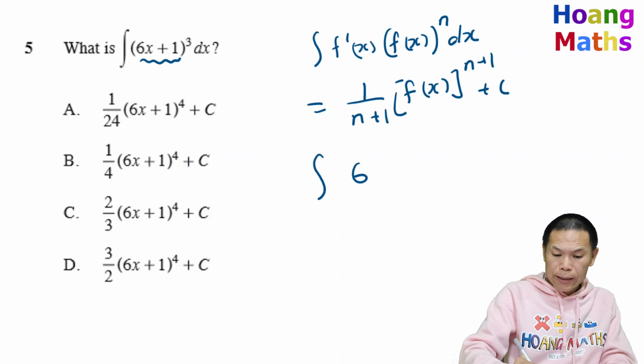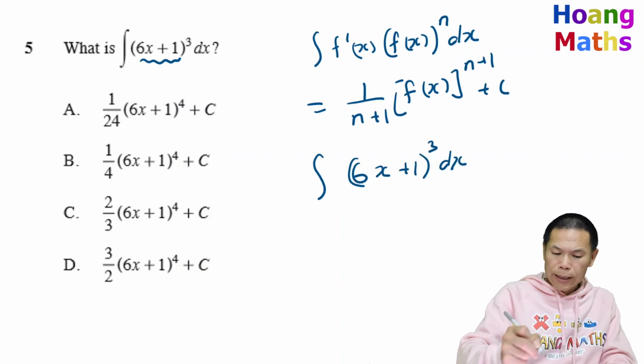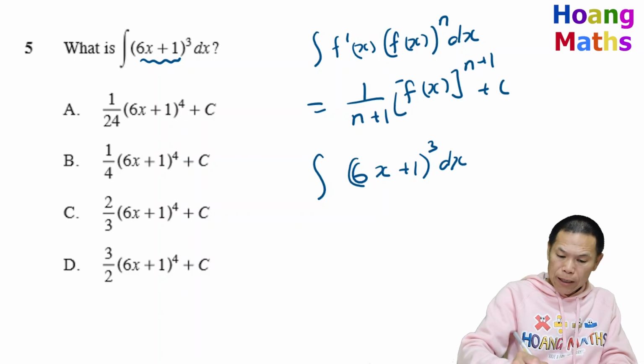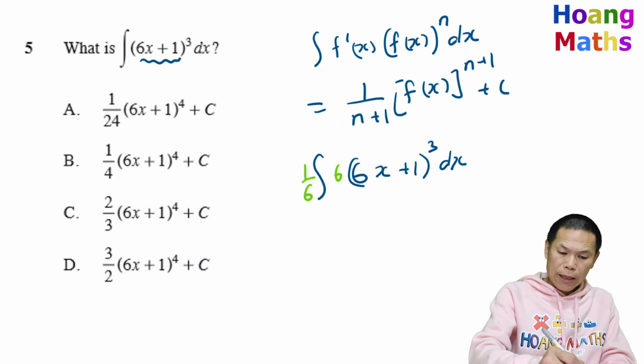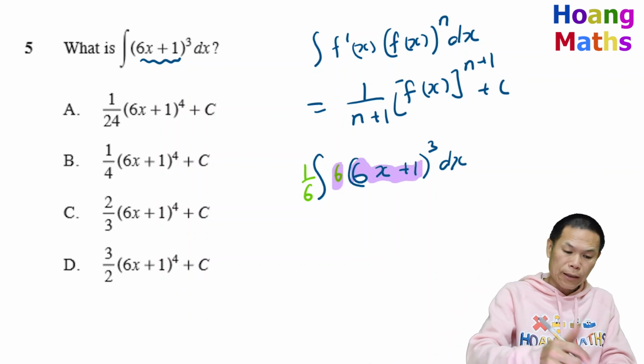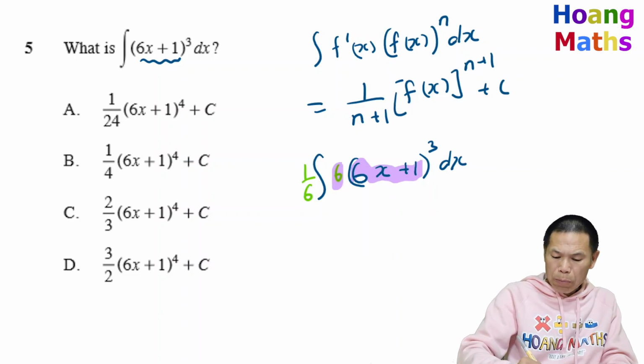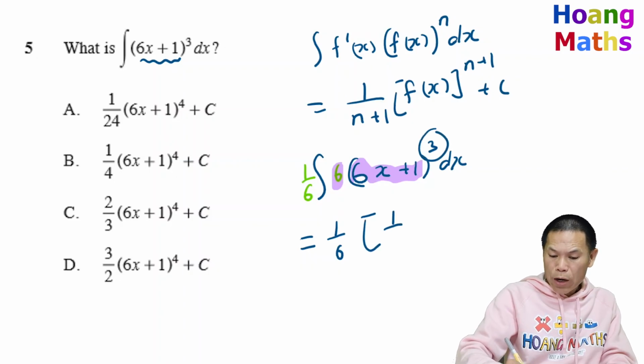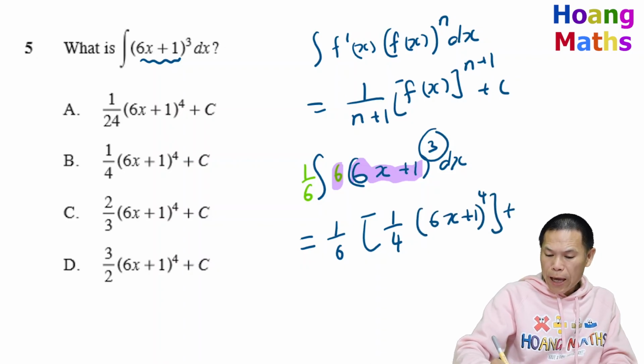Integrate 6x plus 1 power of 3 dx is exactly the same as we times by 6 and then we divide by 6, like that. So that means differentiating this will give me this, so that means f dash x is outside. Now we just apply the rules. That will give me 1 over 6, and then 3 plus 1 is 4, 1 over 4. F of x is 6x plus 1 power 4, and add a c.